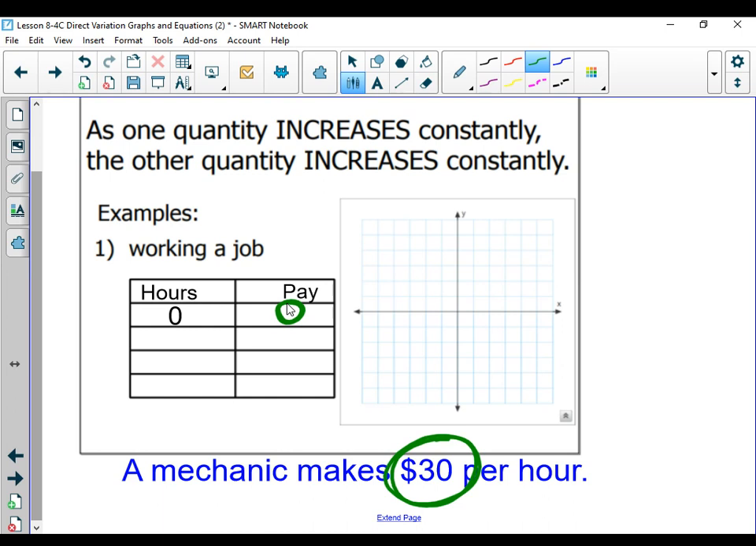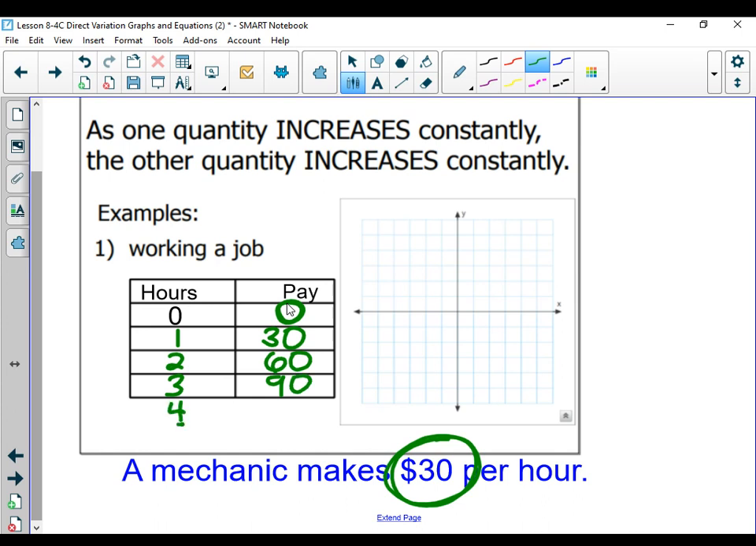Does anybody know a mechanic? What's their name? My dad. Oh, what's his name? Justin. Justin. If Justin works 1 hour, he gets $30. If he works 2 hours, $60. Maddie's glad he's not working at Subway right now because he's making way more money. If he works 3 hours, $90.